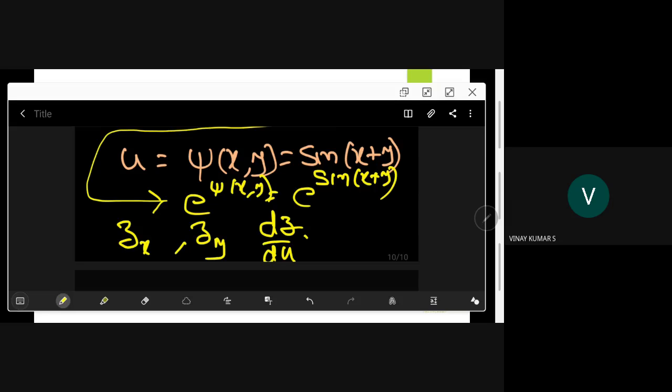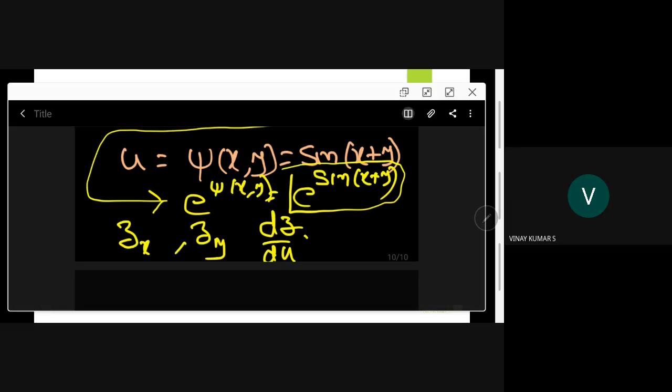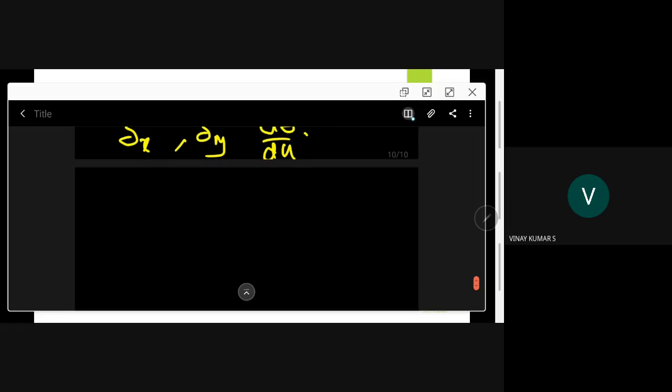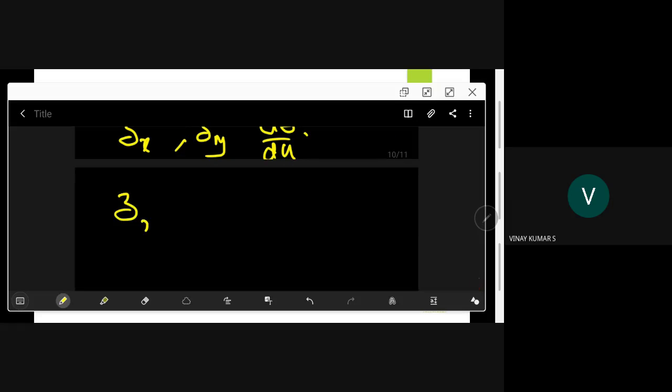Now my question is, if you can directly compute from here, what is ∂z/∂x? We know that ∂z/∂x is nothing but e^(sin(x+y)). But what is the derivative of sin(x+y) with respect to x? Cos(x+y). This is how we'll get the answer.